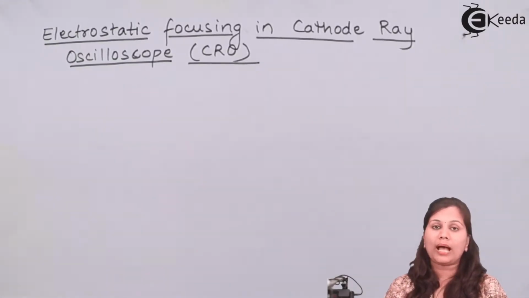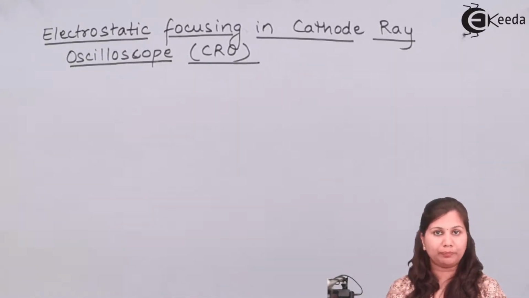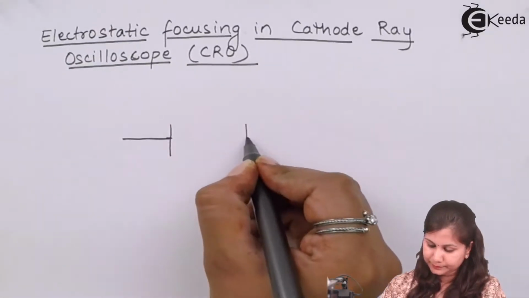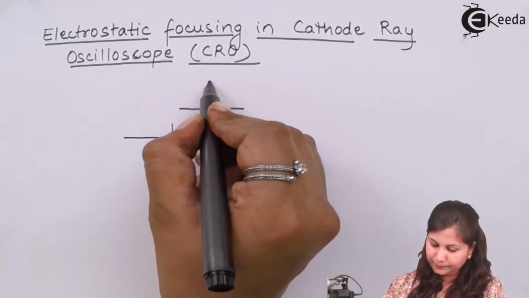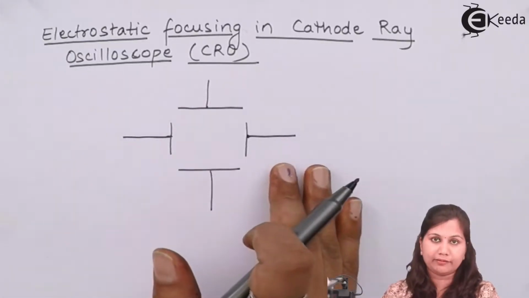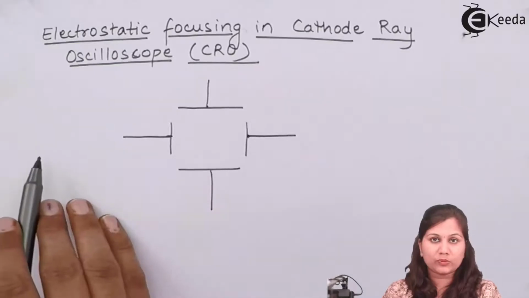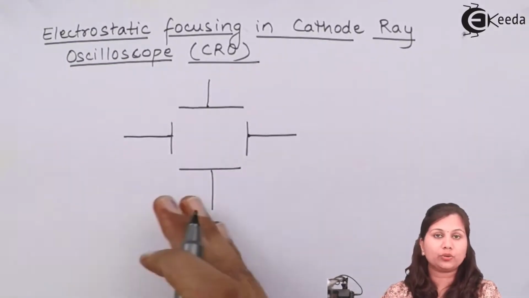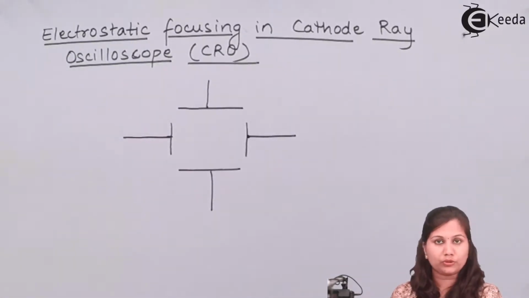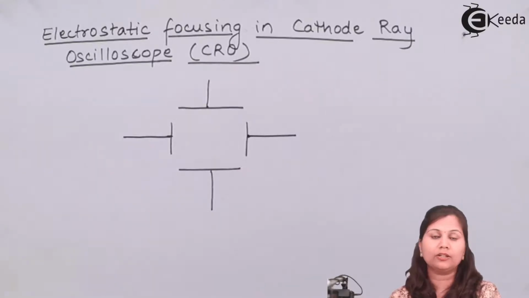the CRO. Now, as I have said, in the CRO we have two deflection plates, vertical deflection plates and horizontal deflection plates. These deflection plates are present in parallel to each other, like this will be the arrangement. These are the vertical deflection plates and these are the horizontal deflection plates. Now, the beam of electrons, when it passes through these deflection plates, is going to deflect by some angle and then strike the phosphorus screen. So now here we are going to do a derivation about the electrostatic focusing, deriving the deflection factor and the deflection sensitivity of the CRO.